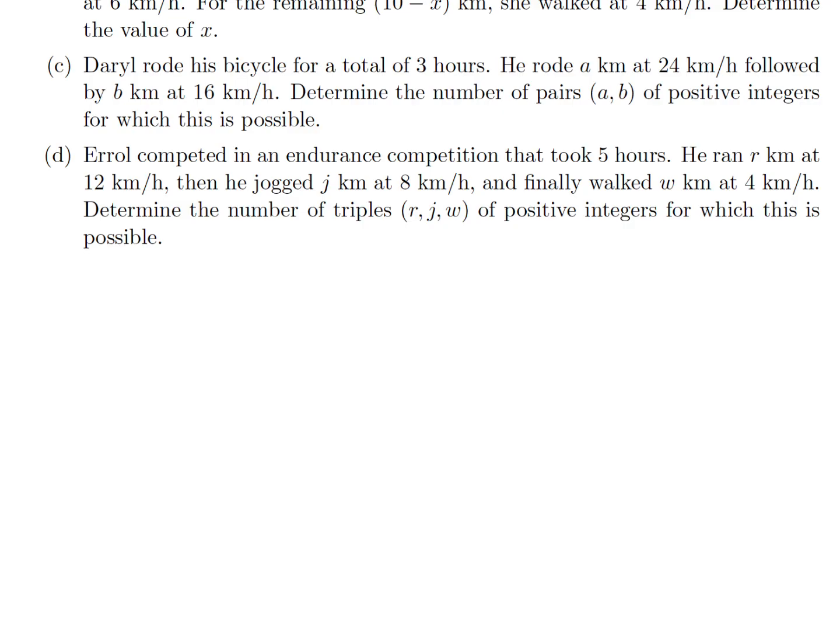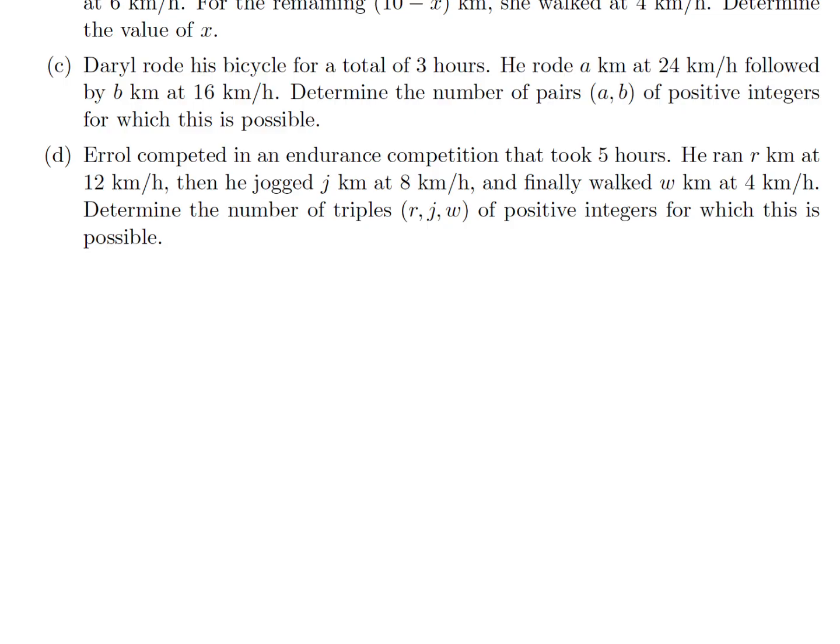Daryl rode his bicycle for a total of 3 hours. He rode A kilometers at 24 kilometers an hour, followed by B kilometers at 16 kilometers an hour. Determine the number of pairs A, B of positive integers for which this is possible.